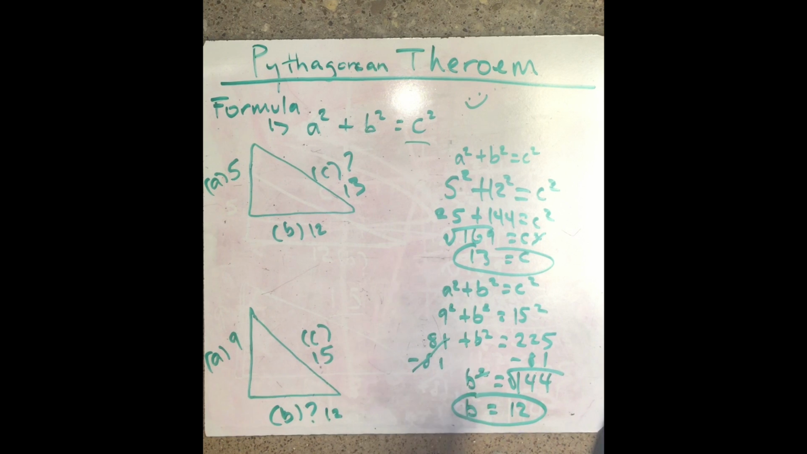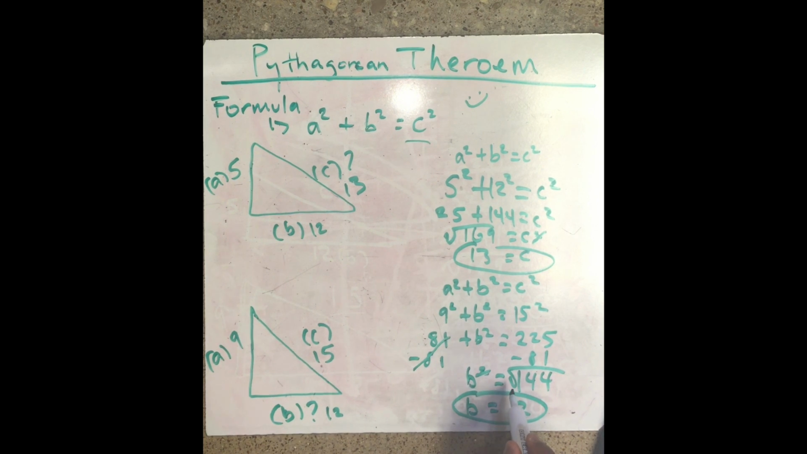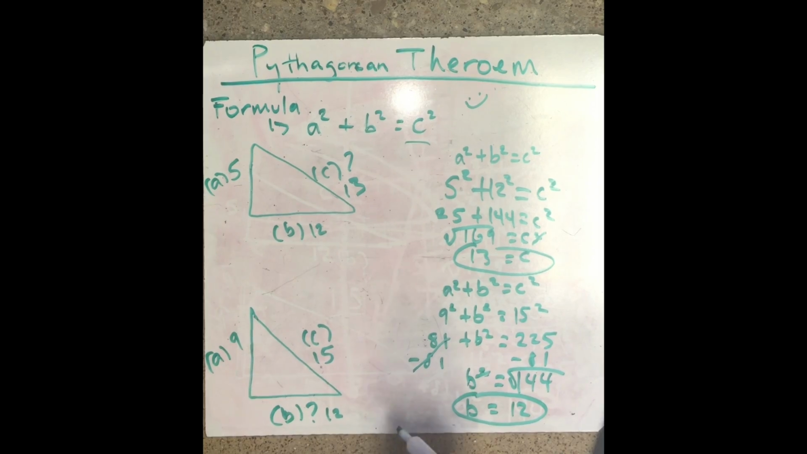Don't forget to always plug in the correct values for a, b, and c, and never forget to square root the function so you can have the correct value for your number. And that is how you solve the Pythagorean theorem.